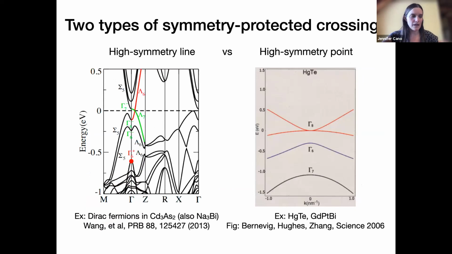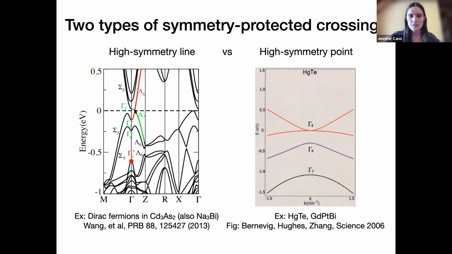So, okay, I talked about Weyl and Dirac points. I want to make this distinction, which I said in answer to a question earlier. Dirac points are crossings along some high symmetry line. So it's when different irreps cross each other. That's what this is: red is one irrep, green is another. When they cross, it's protected by symmetry.